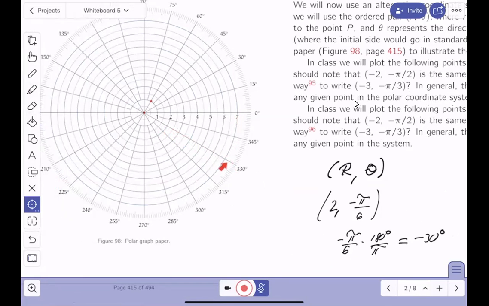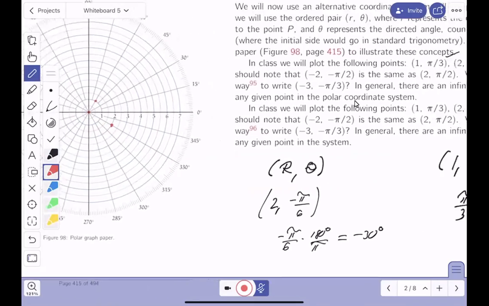Now, what do they want me to do? They want me to go 2 units in the direction of that ray. And where's that going to be? Right over here. Okay, I'll put that down for you. All right, that point's done. So what we're doing is graphing points. All right, let's keep going.